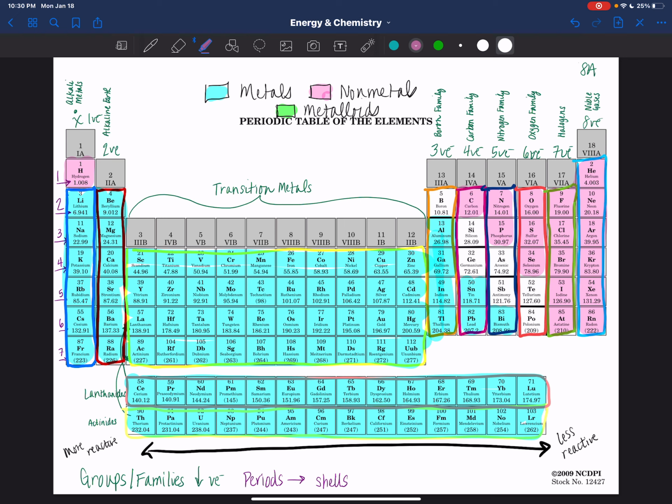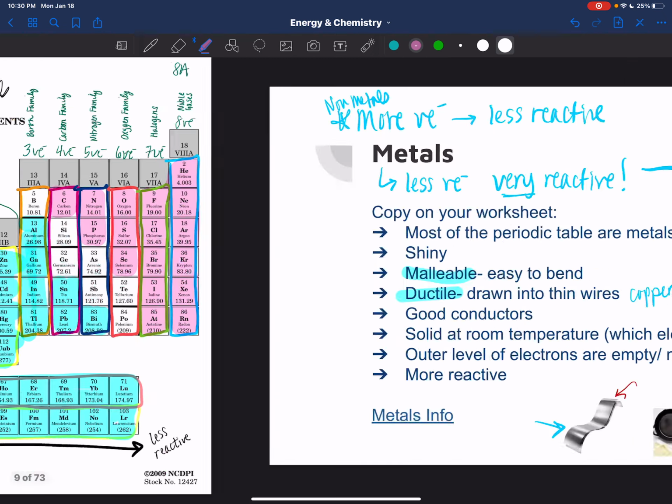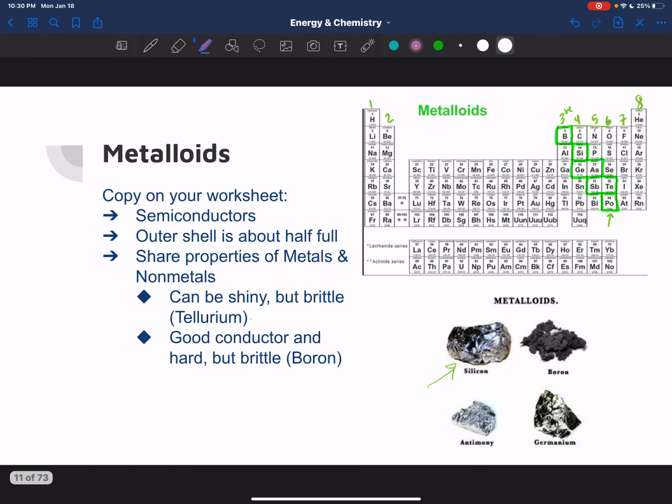All right, so please be careful. Make sure you watch what you're coloring in. So with the exception of hydrogen, the nonmetals are on the right-hand side of your periodic table. All right, let's do the last one, which are metalloids. So metalloids are kind of a combination, or kind of in the middle of both.